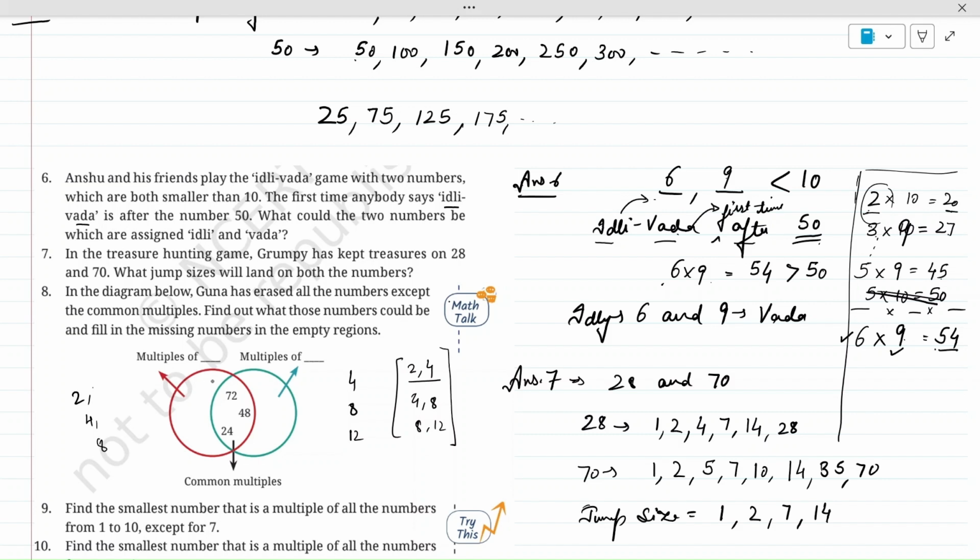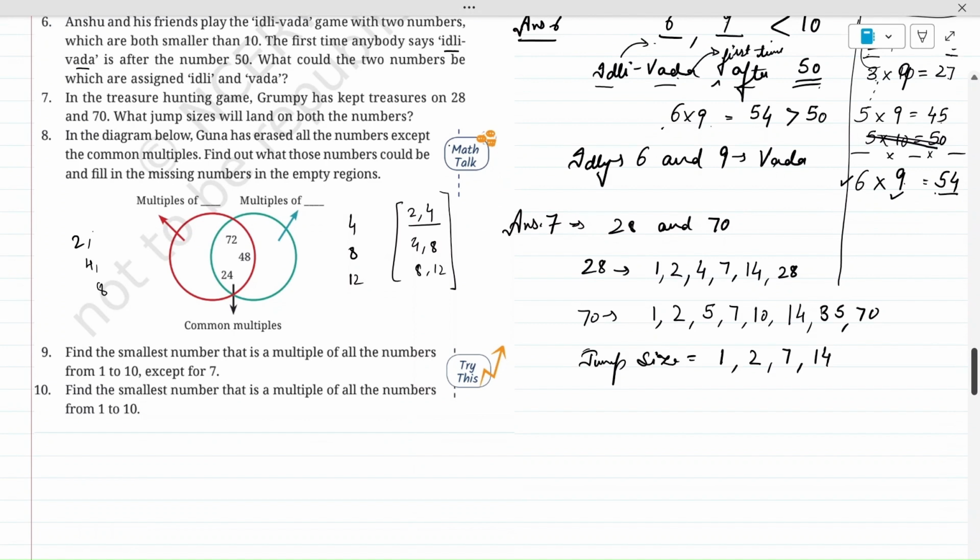With 2 you can write the multiples of 2 here and 4 here, and second time 4 here and 8 here, and then 8 here and 12 here. Okay, this will work for all of these 3 pairs, right? Next is find the smallest number that is multiple of all the numbers. I'm writing, find the smallest number that is multiple of all the numbers from 1 to 10 except.